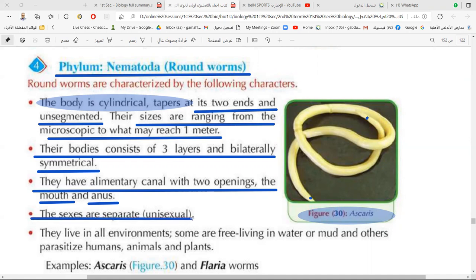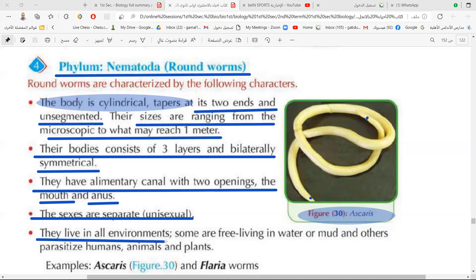The sexes are separate. They are unisexual. They are different from Platyhelminthes, because Platyhelminthes are hermaphrodite or bisexual. But here in Nematoda, they are unisexual. That is, the male is different from the female. There is a male individual and there is a female individual.